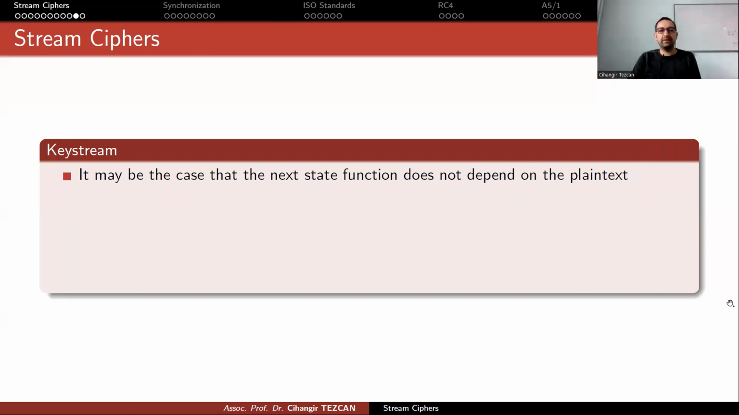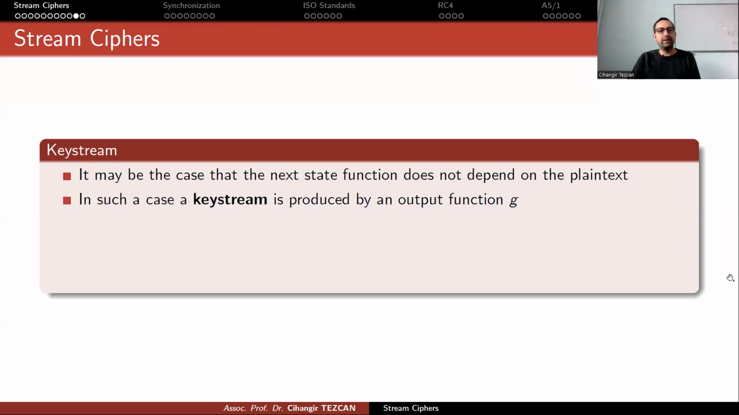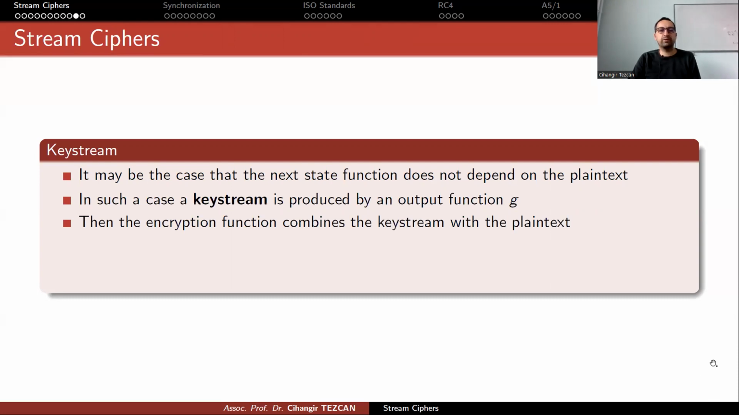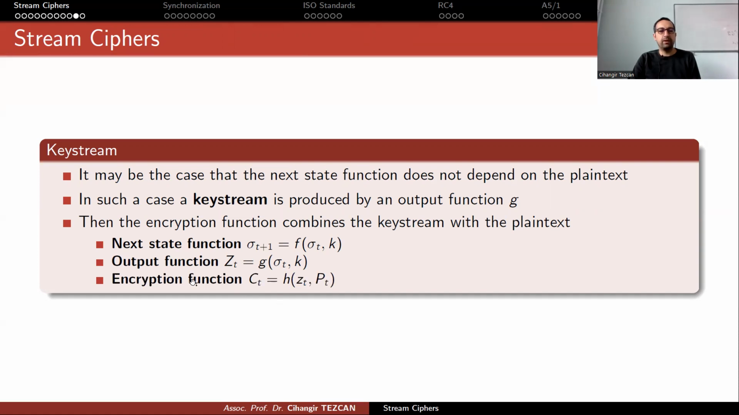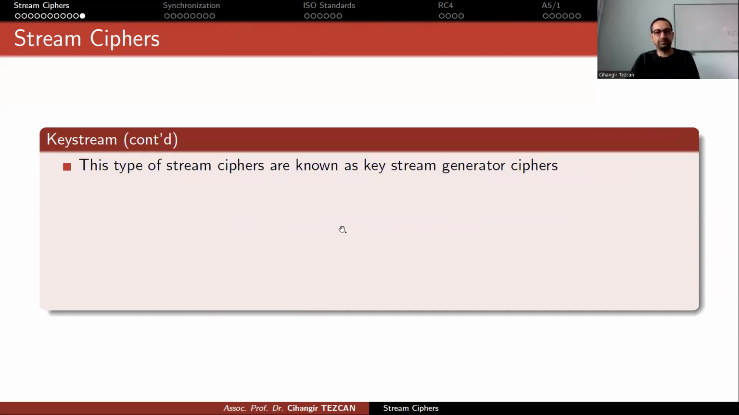It may be the case that the next state function does not depend on the plain text. This is generally the case, by the way. In such a case, a key stream is produced by an output function G, and the encryption function combines the key stream with the plain text. So the next state function no longer depends on the plain text, and the output function simply uses the current state. The encryption function is just H here, but again, most of the time, this is simply an XOR operation.